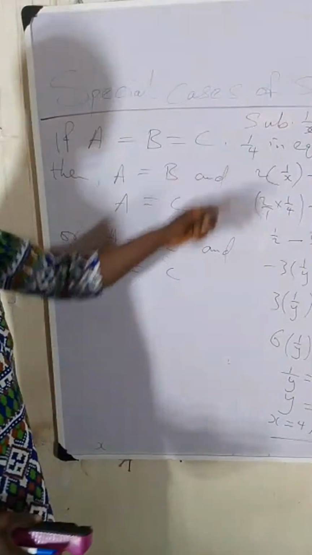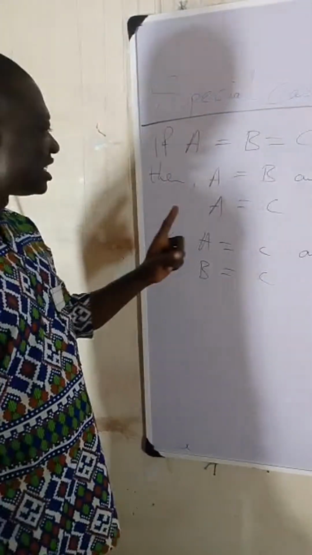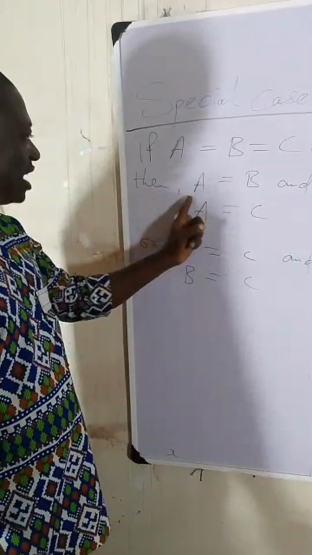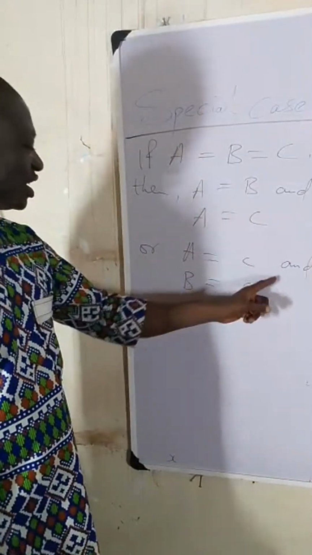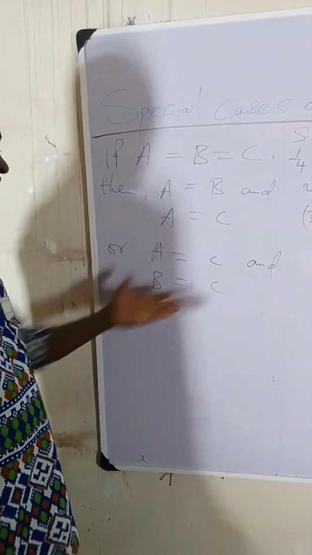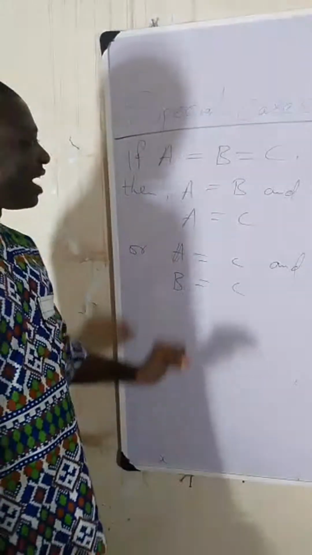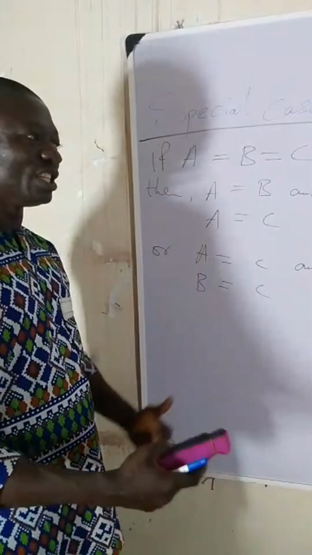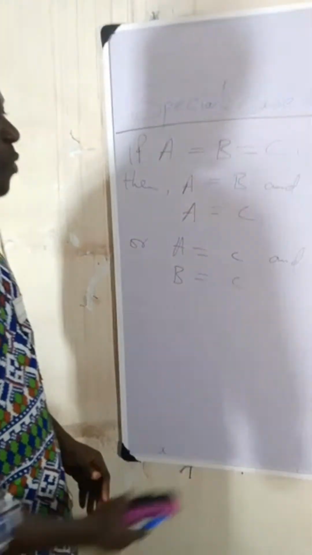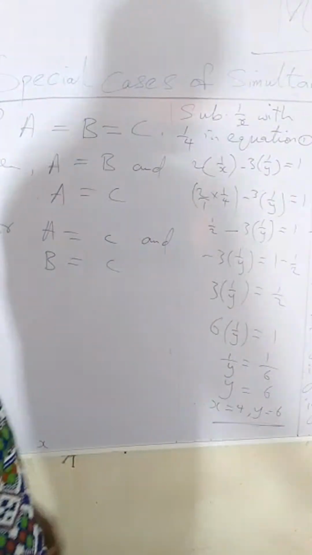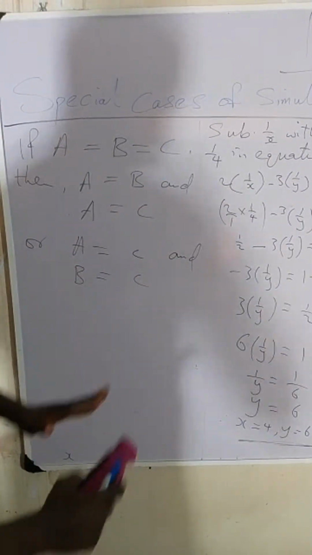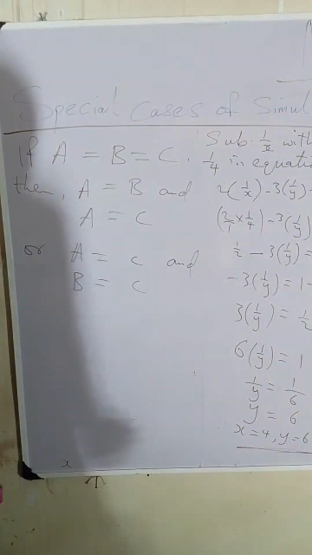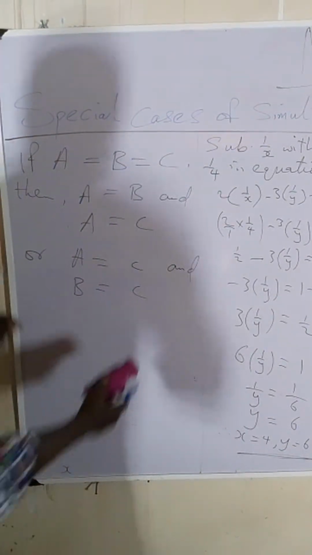In the case where we have only 3 expressions, 1, 2, 3, what do we do? We must make sure that one of them is doubled. A is equal to B and A is equal to C, A has been doubled. A is equal to C and B is equal to C, since 3 of them are equal, C has been doubled. So 1 out of the 3 expressions will be written twice. And so when we have a question with 3 expressions only, we must ensure that 1 is doubled. Let's go to the work.